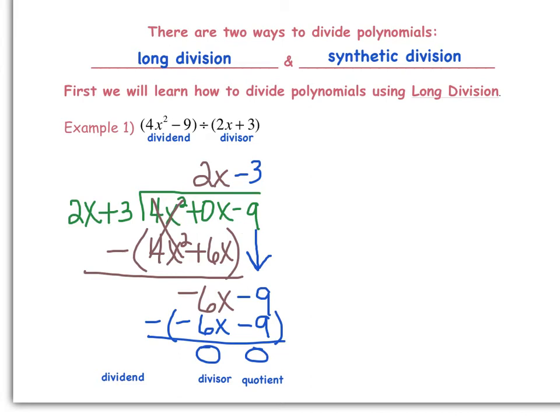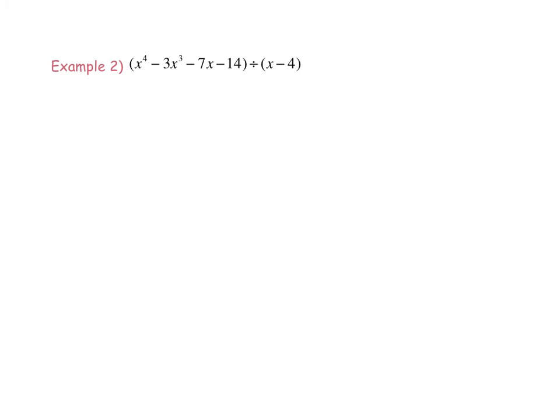Before we move to the next example, I just want to also remind you that the term inside the long division symbol is the dividend. The term in front of it is the divisor. And then, of course, the term on top, or as we'd call it, the answer or the solution, is called the quotient.